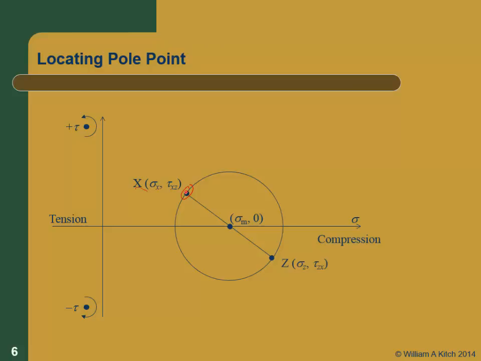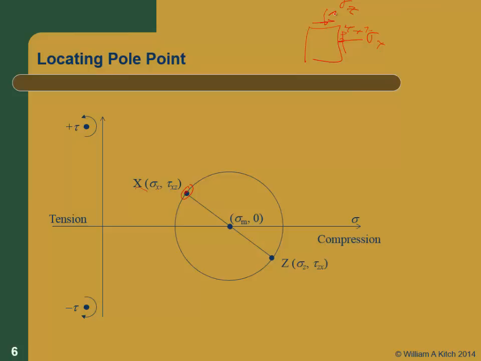So x is, right? This is sigma x. This is sigma z, right? And I've got a tau here right now. I've got my tau. This is tau xz. And this is tau zx, right? I should have drawn that bigger. Sorry.